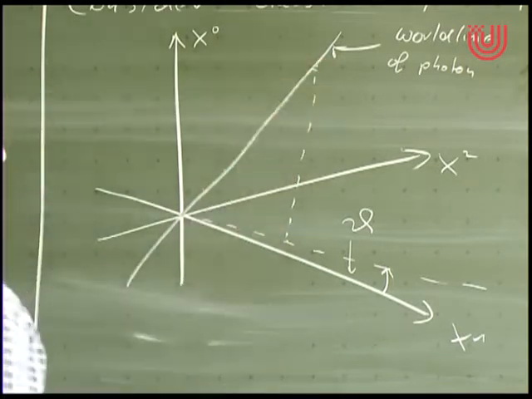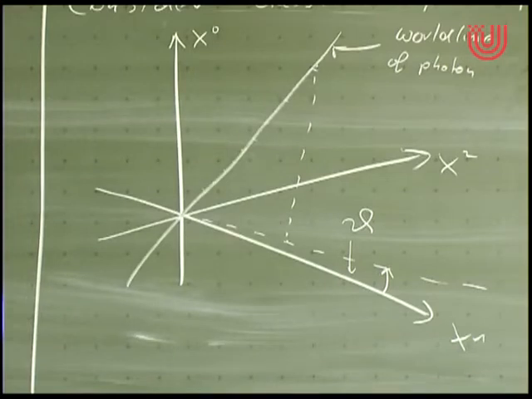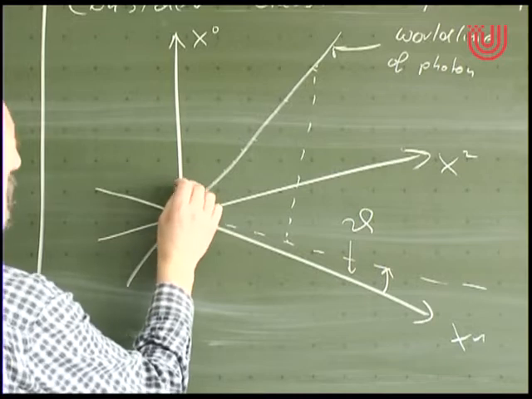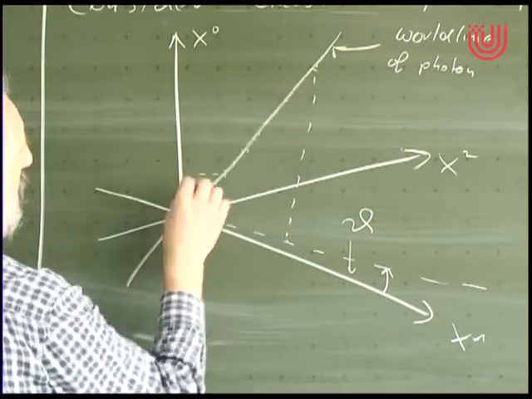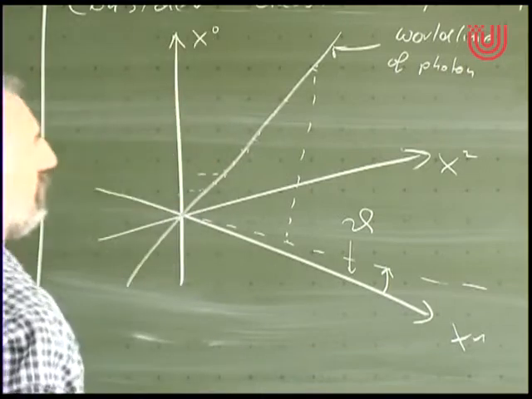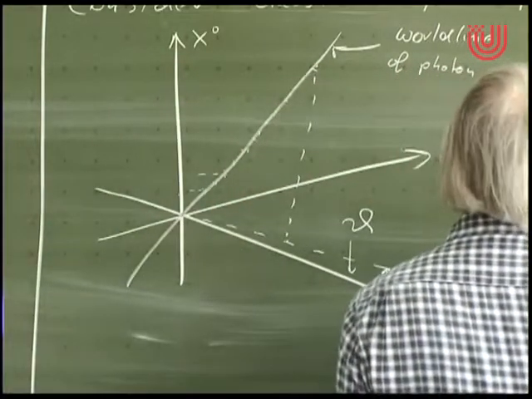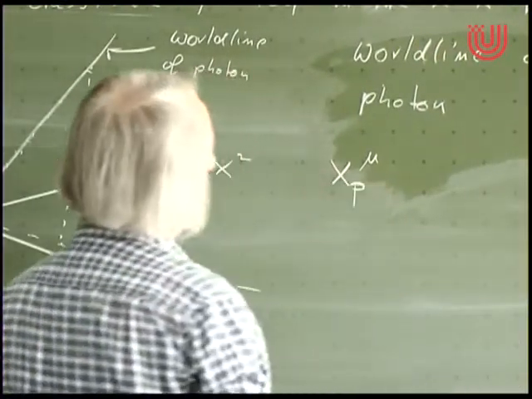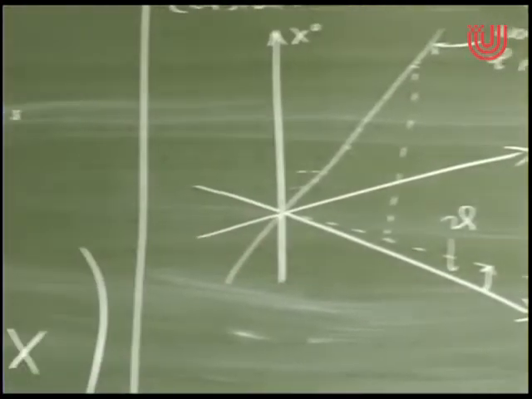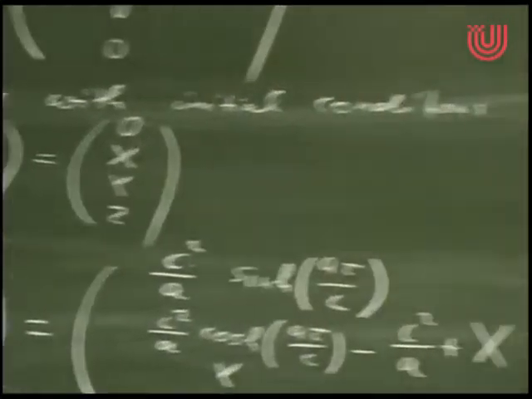I just choose any parameter. It need not have any physical meaning. A convenient way would be to use just the x0 coordinate. So I use as a parameter on this world line just the value which I read from the x0 axis. Then the world line would be something like this. So that's also an x mu. I make an index p, p for photon, to distinguish it from this x mu. So the index p means that's the photon.